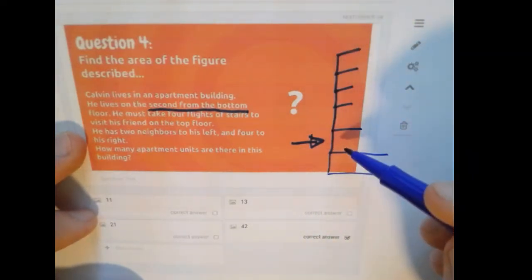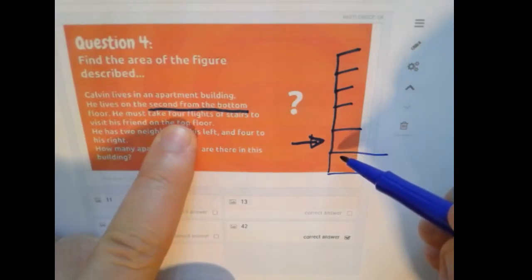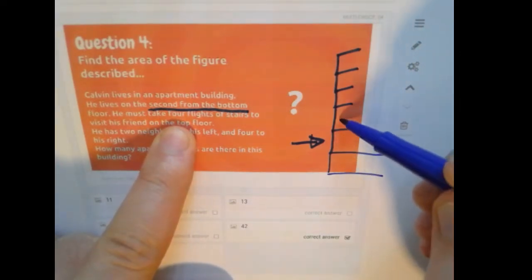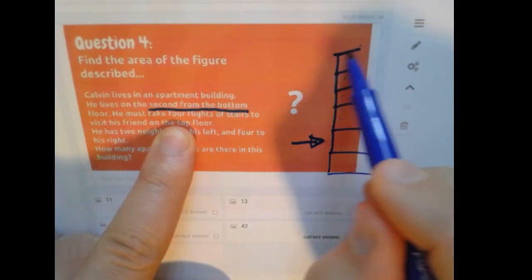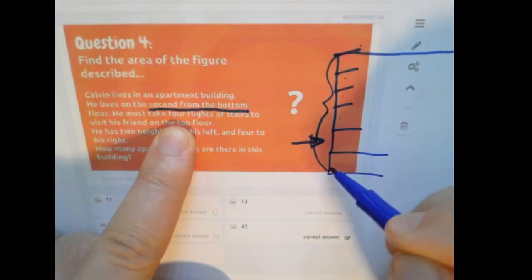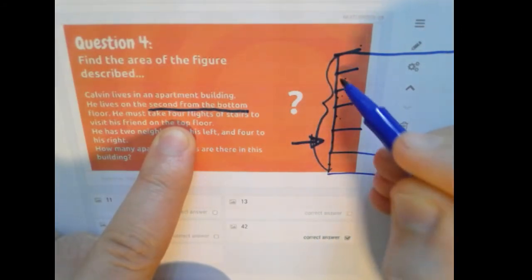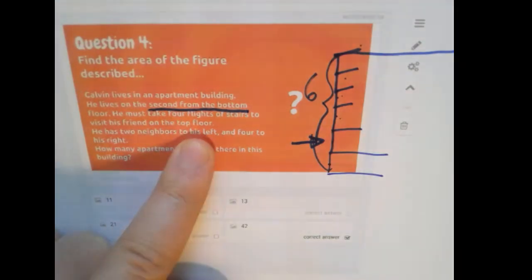So if he lives on the second to the bottom and he has to go up 4 flights to reach his friend on the top floor, that would be 1, 2, 3, 4. So what is the height of this building? How many floors? Well, we can count 1, 2, 3, 4, 5, 6. So it's 6 floors. Let's get some more information here.